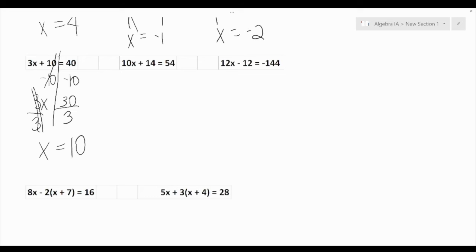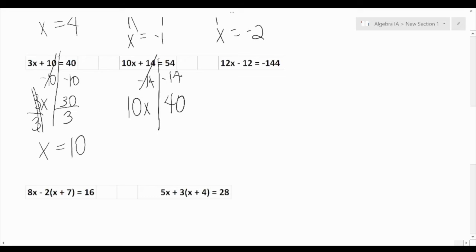Now, 10x plus 14 equals 54. We're going to draw our line. Plus 14, we're going to do opposite of that. So it's going to be subtract. Minus 14 on both sides, because what we do to one, we have to do to the other side. We're left with 10x on the left side. 54 minus 14 is 40. So we're going to have 10x equals 40.